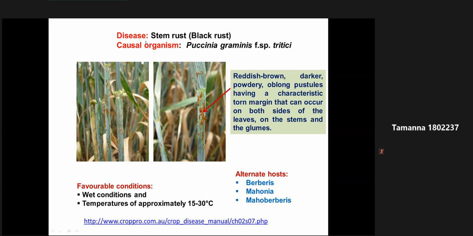You need to move to another disease, stem rust. You see the previous two rusts, one is stripe rust, another is leaf rust, usually infecting the leaves, but this rust symptom we can notice on the stem. You see reddish brown oblong pustules. You see the torn margin. Torn margin means the margin looks torn or split open. That can occur on both sides of the leaves, on the stems, even on the glumes.